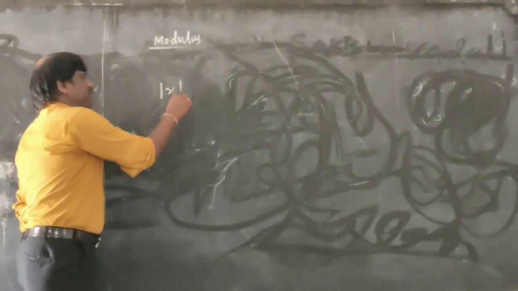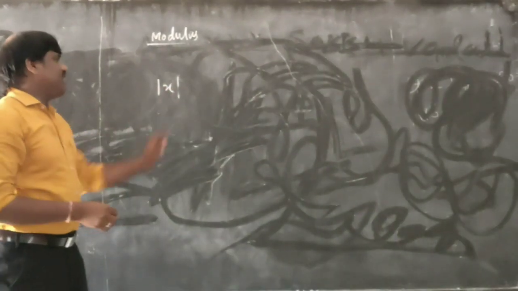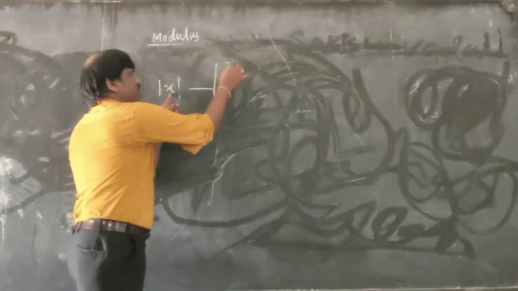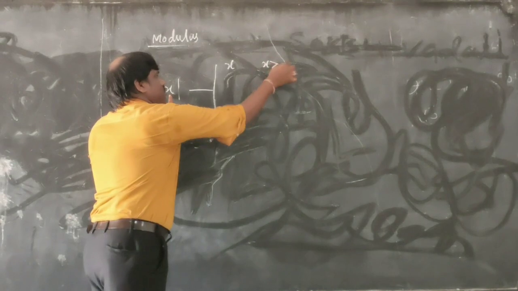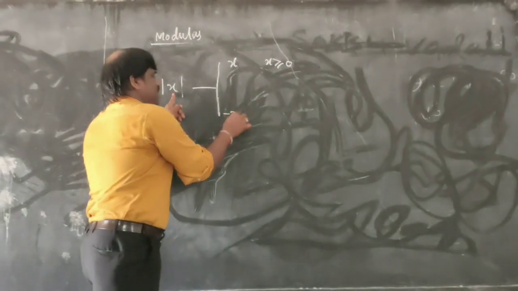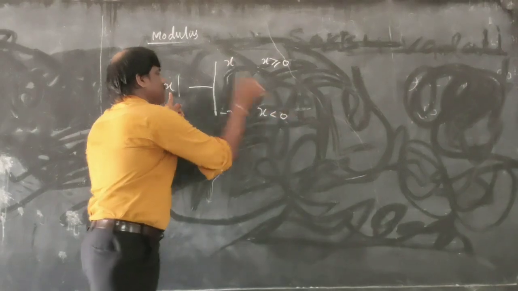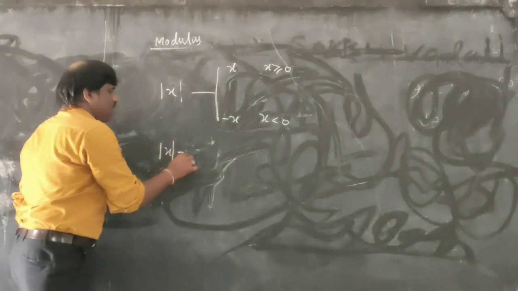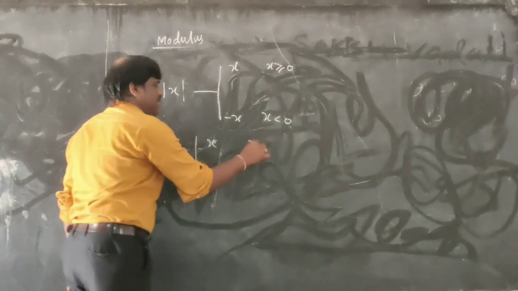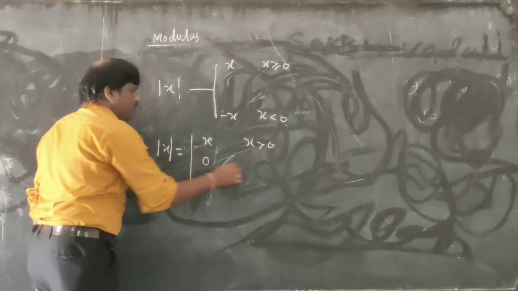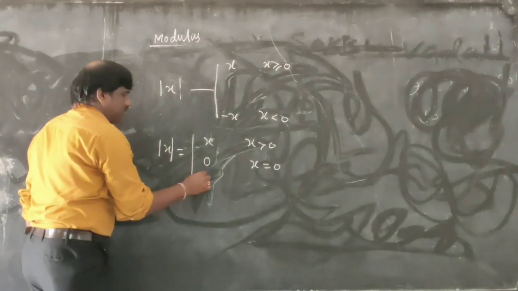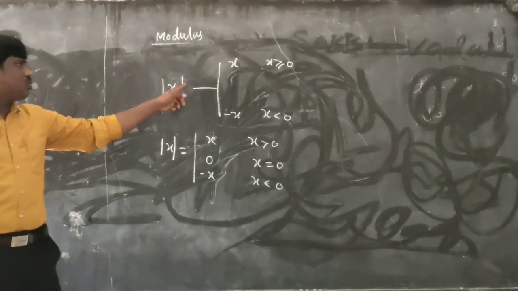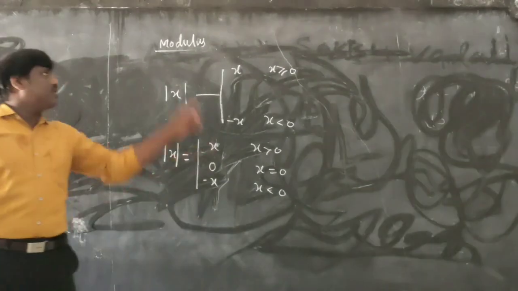Whenever you have mod x, this function will be open in two ways. One is mod x value will be positive x when x is greater than or equal to 0. Mod x is minus x when x is less than 0. Sometimes they may write it in three ways. Mod x is equal to x when x is greater than 0. Mod x is equal to 0 when x is equal to 0. Mod x is minus x when x is less than 0. Either these three patterns or these two patterns we generally use for mod x.